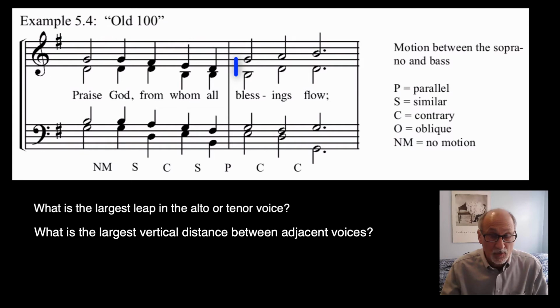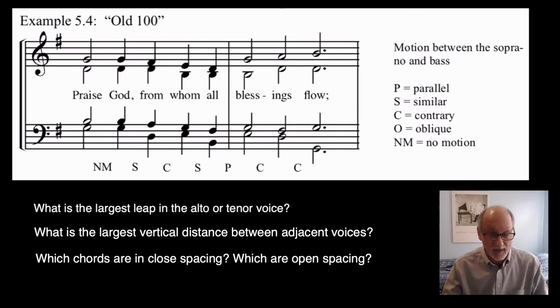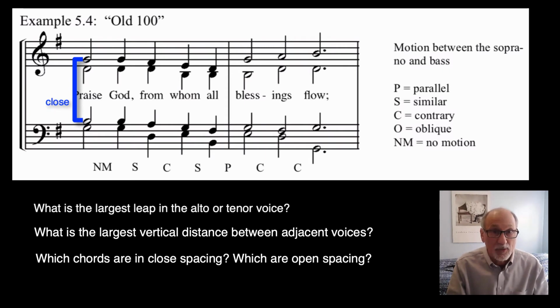Can you figure out which chords are in close spacing and which ones are in open spacing? You should be able to do that. Remember, that involves just looking at the top three voices and looking at the interval between the soprano and the tenor. So, for example, the first chord, the distance between the soprano and the tenor is actually less than an octave. So that's close spacing. Same with the second chord. Third chord, the distance between the soprano and the tenor is less than an octave.